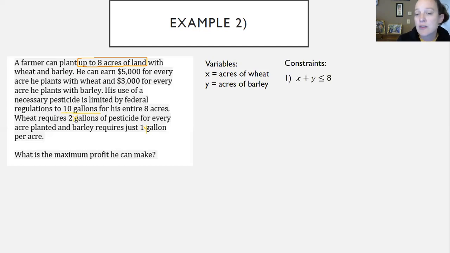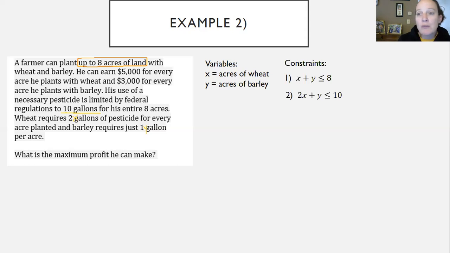And those are my constraints. So that first one, remember, is going to be your total. You can't plant over 8. So I don't know, 4 and 4, 2 and 6, I don't know. So we leave it as X plus Y is less than or equal to 8. And then I'll have 2X plus Y is less than or equal to 10. That is my pesticides constraint.